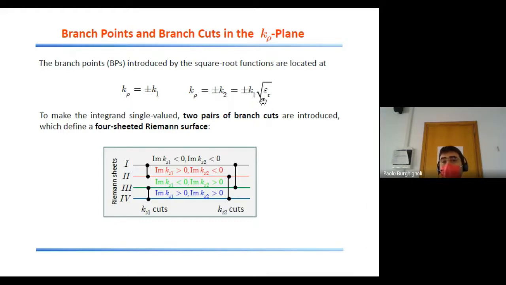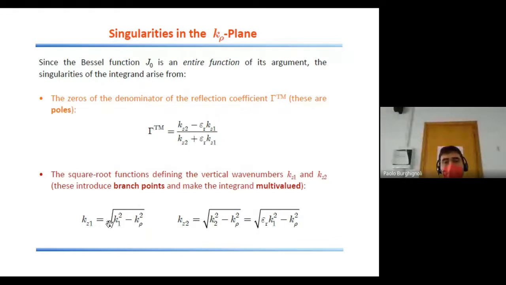In addition, we have to choose two pairs of branch cuts in correspondence with those branch points. So in total, our integrand will be a function that is a surface, which has four sheets. Each of those four sheets corresponds to one possible choice for the values of those double signs, or sorry, not these double signs, but the one of the two determinations of those two square root functions.